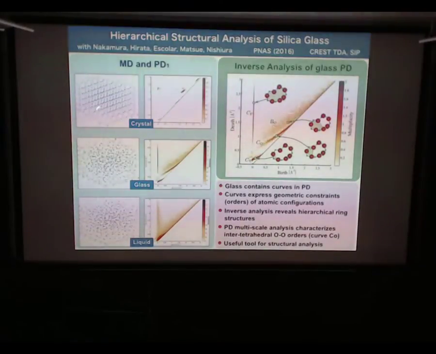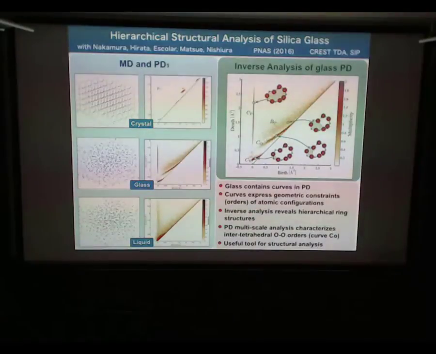So here, these three panels show the atomic configurations of the material silica, namely silicon and oxygen, SiO2, in a crystal state, a glass state and a liquid state, and each point corresponds to an atom. And the right three panels show the corresponding persistence diagrams of dimension one. Namely, we put a ball on each atom and gradually increase the radii and plot the birth-death pairs on the plane. And as we observe, the persistence diagrams clearly distinguish among the three states, crystal, glass and liquid. And in particular, curves appear only in the glass state. And in this sense, the persistence diagrams are sensitive enough to study the geometric structures of the glass.